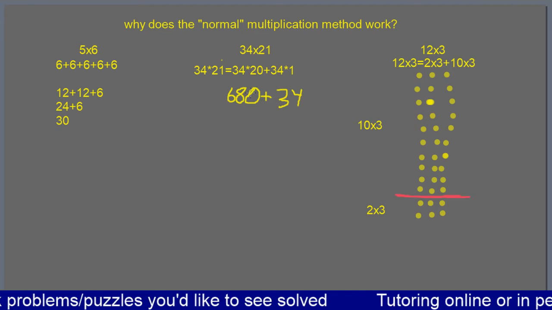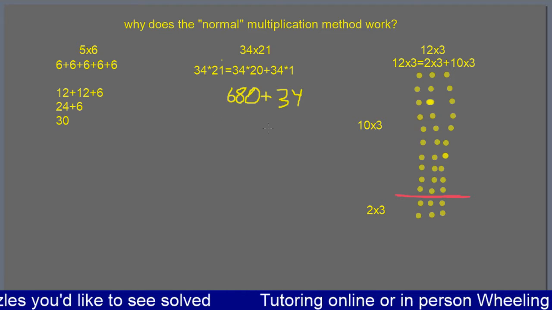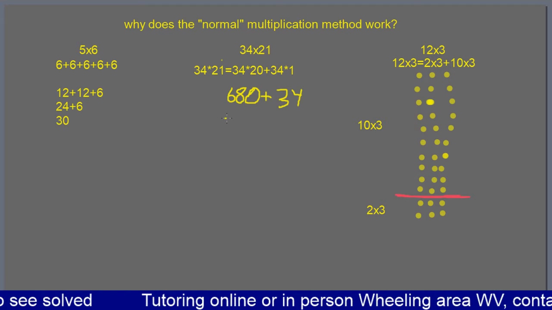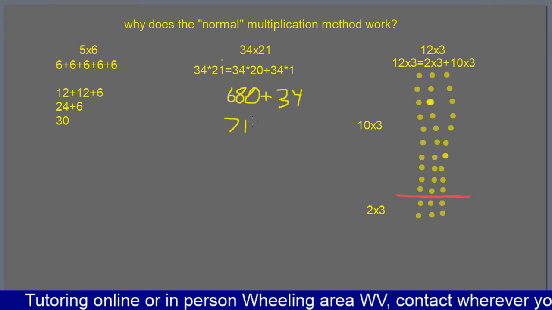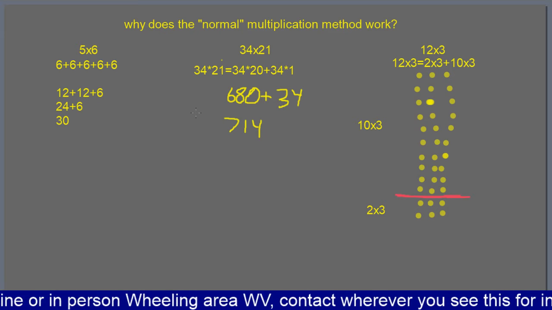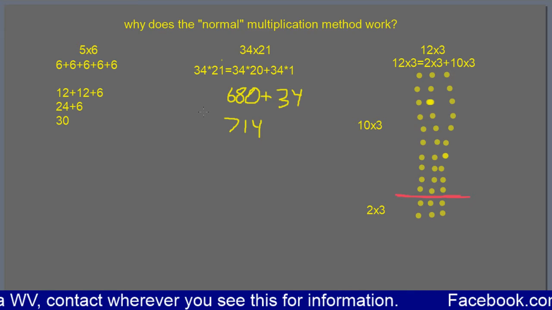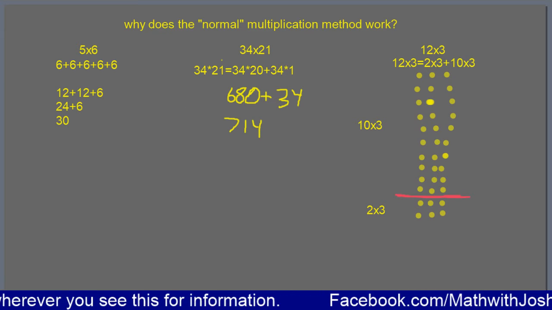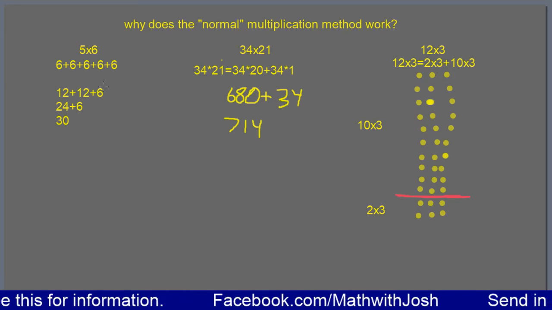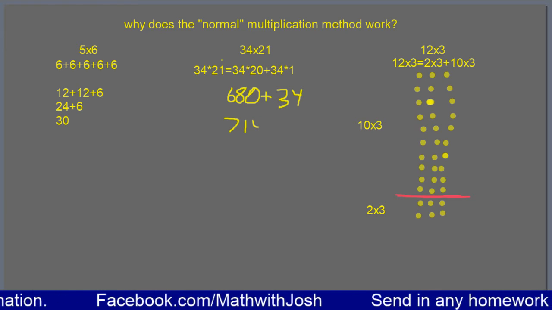And we get 680 plus 34. And if we add those, we will get 714. The same as our answer before. Now, maybe you've noticed the trick. Let's look at one more time. Remember that the answer we got was 714.